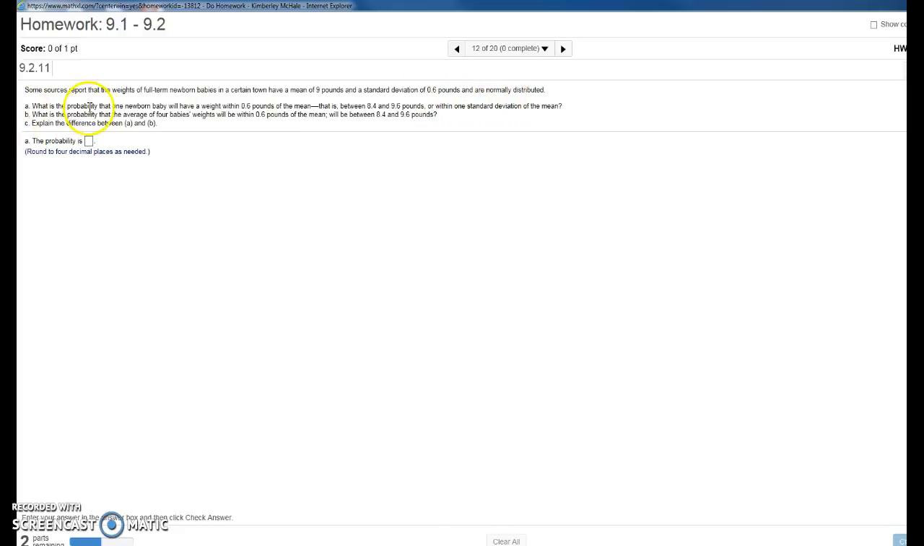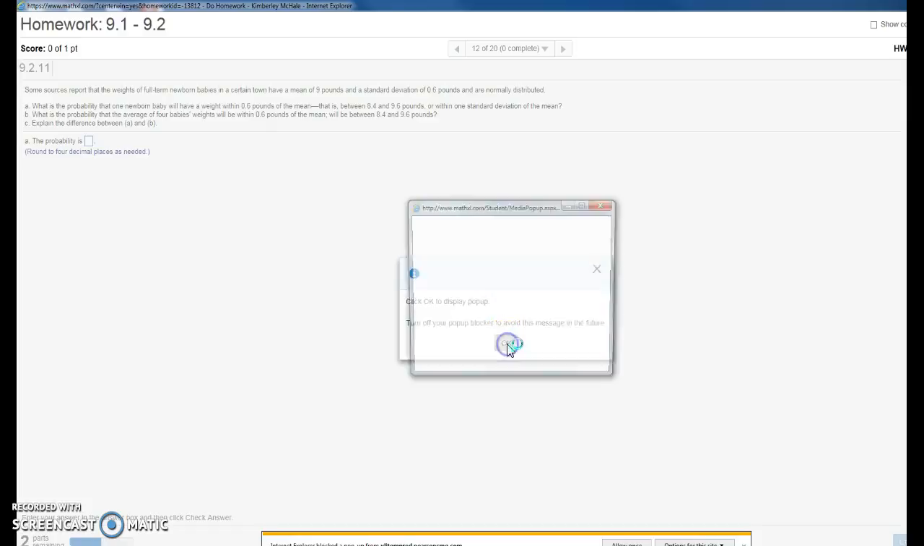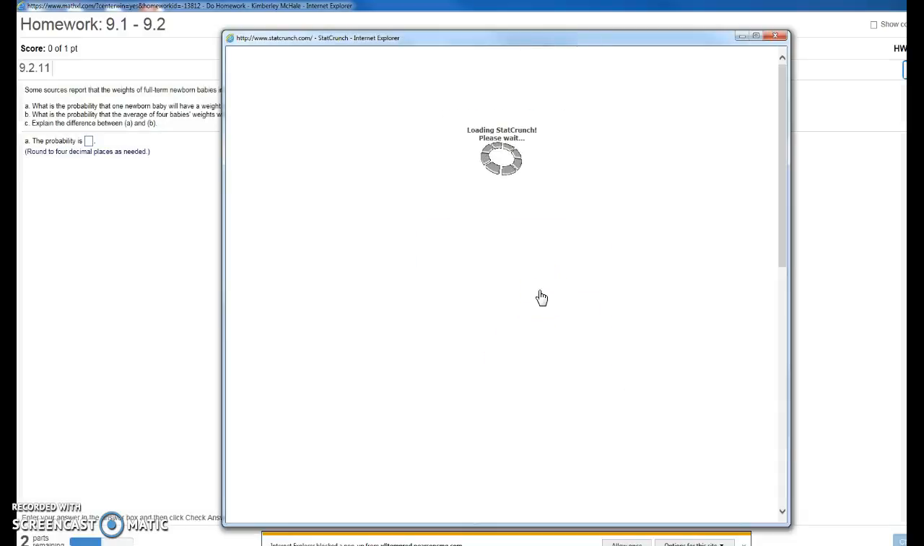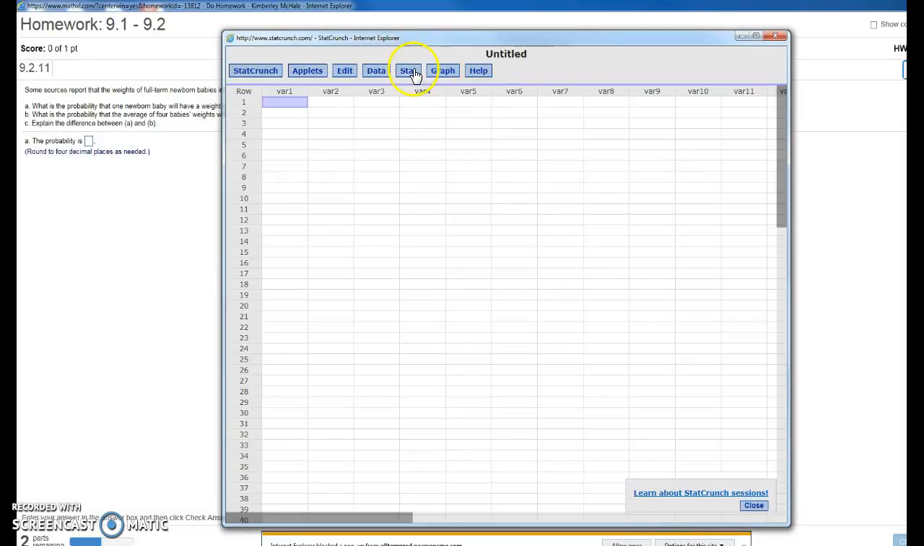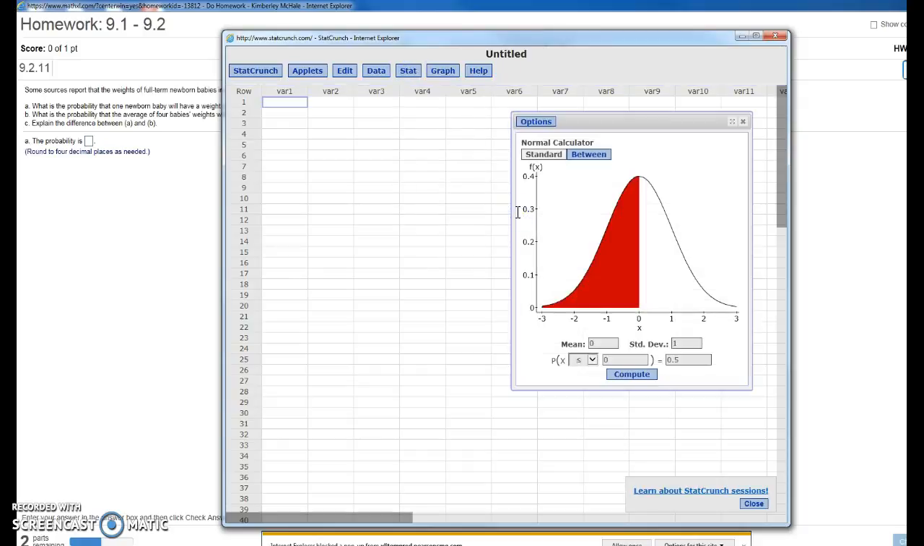So I'm asked to find some probabilities, and the key I see here is normally distributed. Because they're normally distributed, I will use the normal distribution, that curve that looks like a bell curve, to find the probability. And StatCrunch has a calculator that I'm able to use, called the normal calculator.